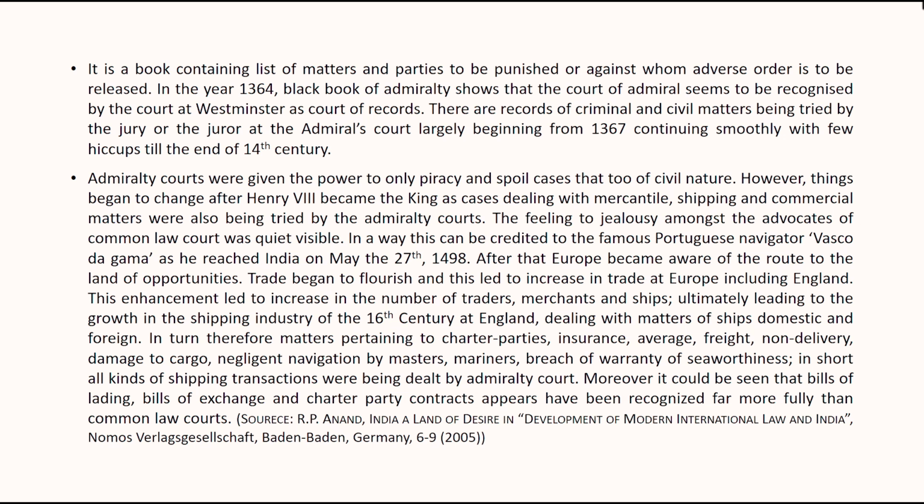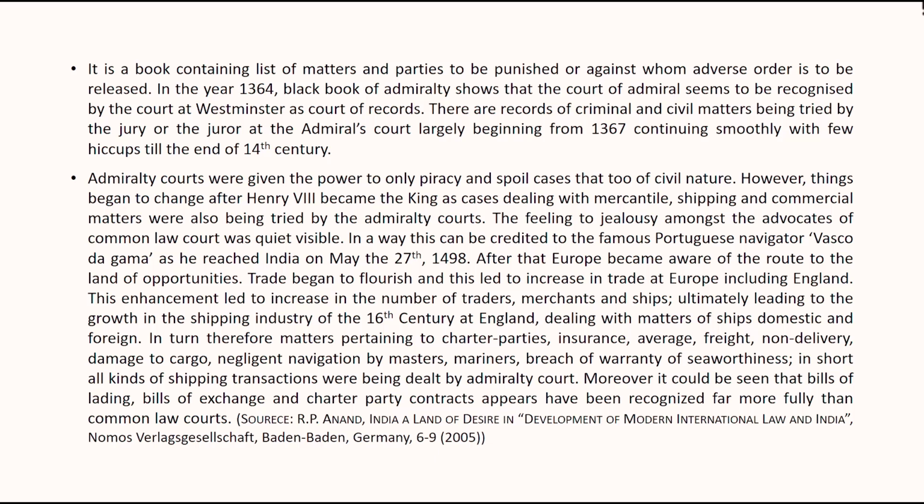In a way, this can be credited to the famous Portuguese navigator Vasco da Gama, as he reached India on May the 27th, 1498. After that, Europe became aware of the route to the land of opportunities. Trade began to flourish, and this led to increase in trade at Europe, including England. This enhancement led to increase in the number of traders, merchants and ships, ultimately leading to the growth in the shipping industry of the 16th century at England.